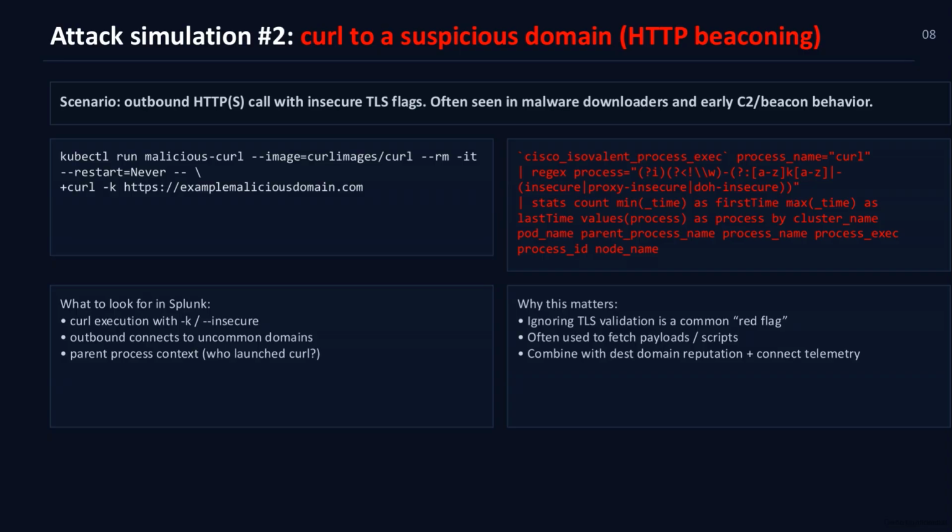In this attack simulation, we explore curl to a suspicious domain, simulating outbound HTTP calls with insecure TLS flags. Observing curl execution and outbound connections helps identify potential beaconing behavior. Key detection points include ignoring TLS validation, which is a red flag, often used for payload fetching. Combining domain reputation and connect telemetry assists in rapidly identifying malicious activity. This scenario underscores the importance of comprehensive network monitoring.